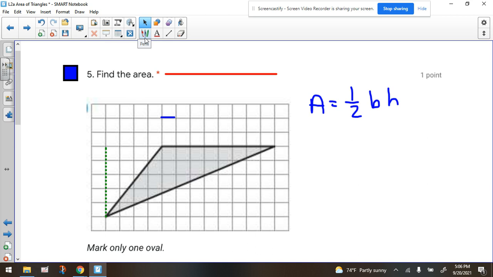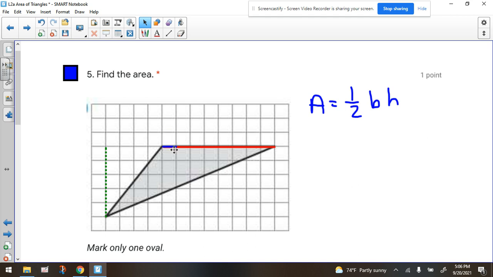The problem that we have is, how do we identify what's the base? So if we examine each side and ask ourselves, does it land perfectly on the grid lines? This does not. This does not, but this does. So I'm going to highlight that in red. This lines up perfectly with the grid lines, and we'll be able to count that.